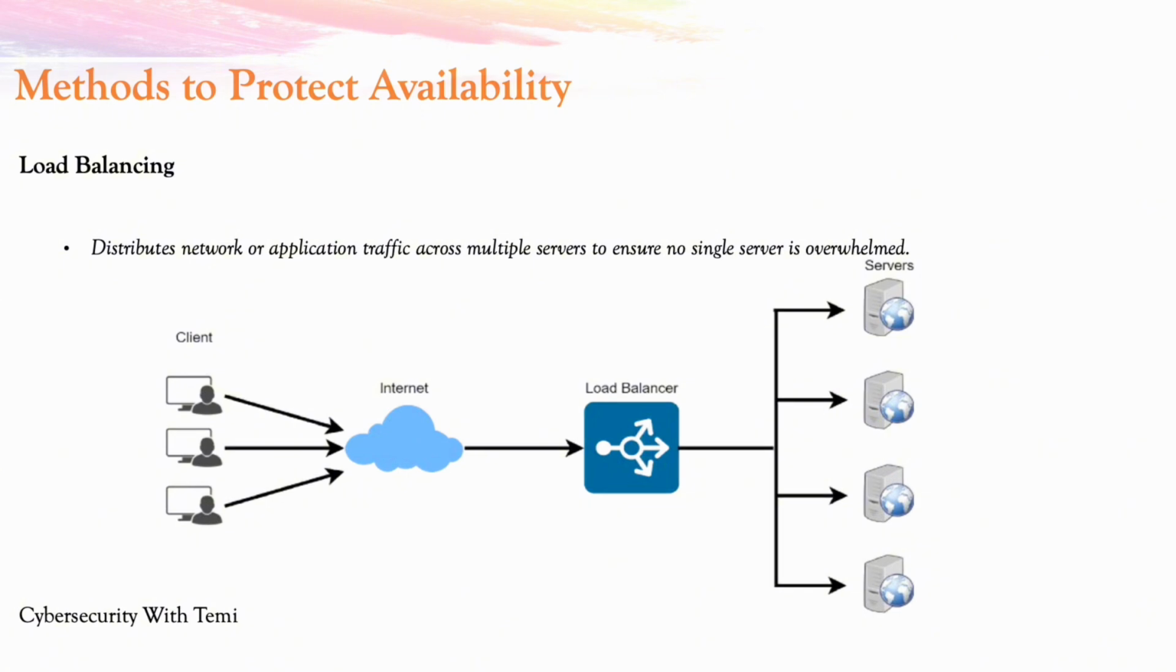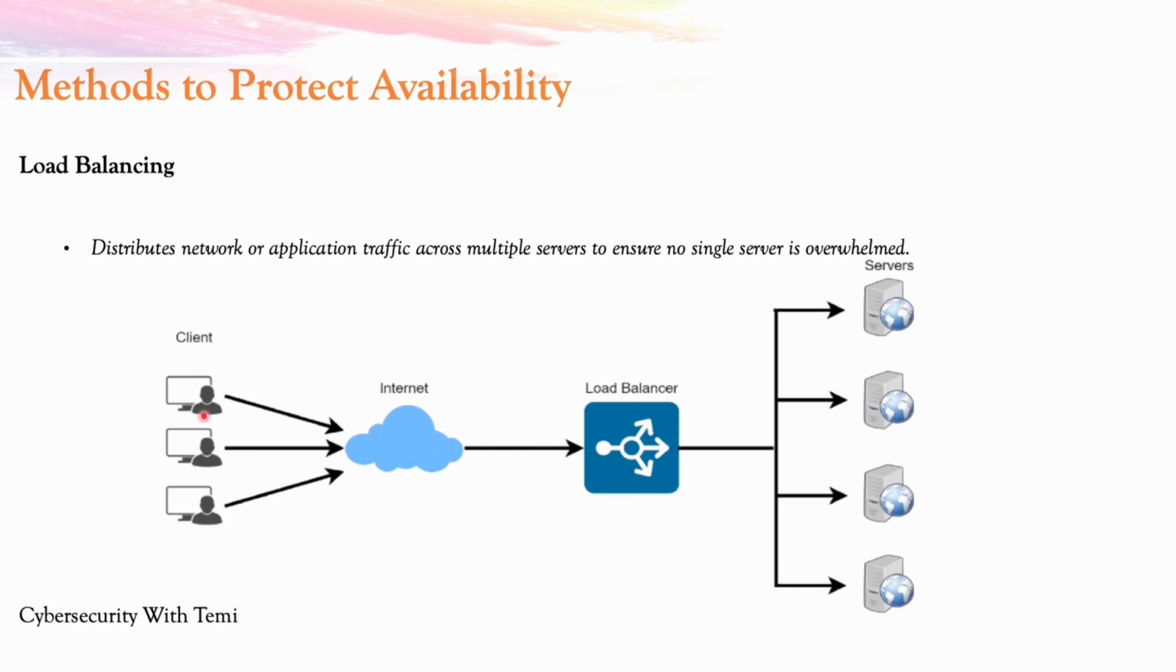Load balancing is another way to protect availability. It distributes the network or application traffic among multiple servers, ensuring that no single server gets overwhelmed. Imagine Instagram or Facebook using one server. That is not possible because they receive billions of requests every day. Billions. How many people are on Facebook? Billions of people. Imagine them using one server to process all those requests. It's going to crash. That's where load balancing comes in.